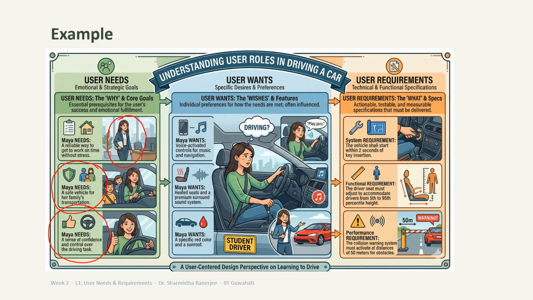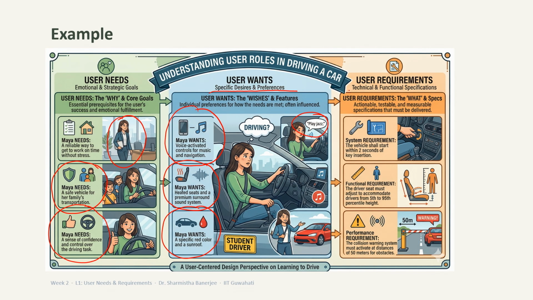Now let's look at, for the same user, if I was trying to understand their wants. What are the specific desires and preferences? So these are the wishes. Maya wants voice activated control for the music and navigation. So she wants to say "play jazz" to her car and it should play. She also wants a heated seat and a premium surround sound system. She also wants a specific red color and a sunroof for her car.